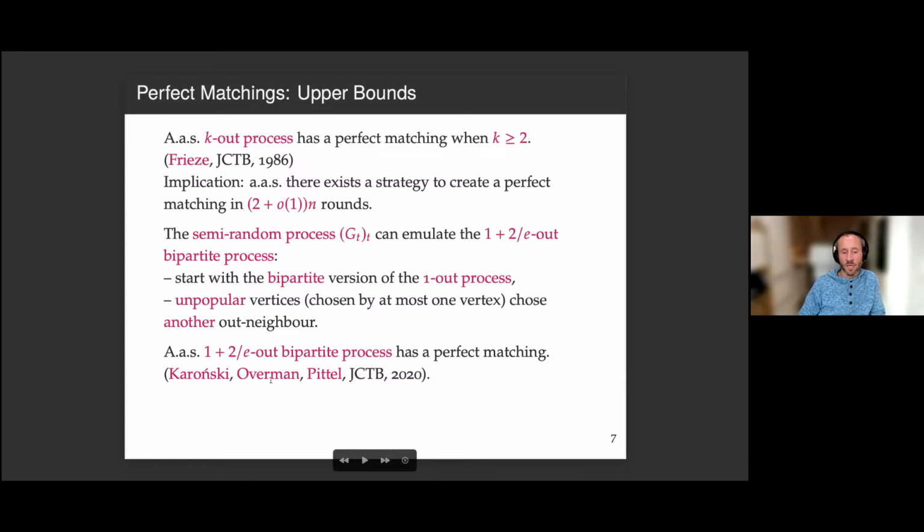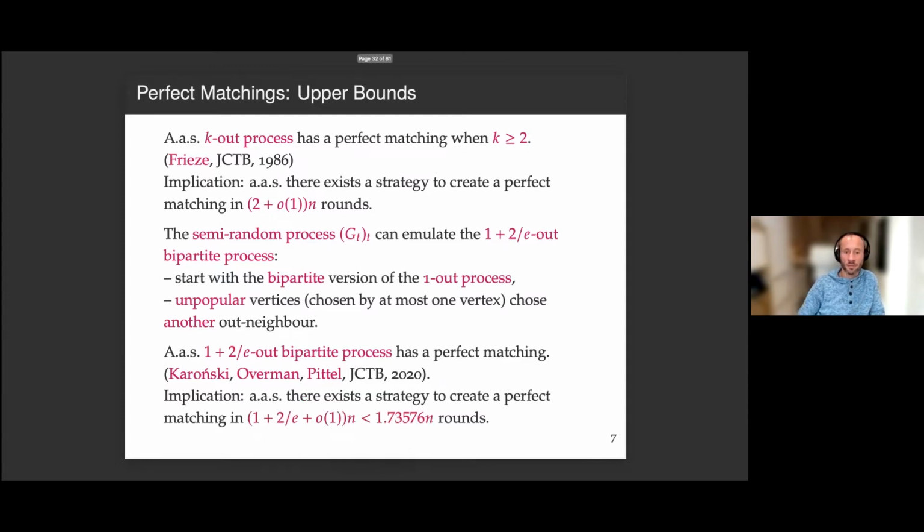But when I wanted to improve the result, of course, I read this paper, and there were some problems which I couldn't fix. But Boris Pittel looked at that, and he found out that it was actually wrong. So the 1 plus 1 over e process does not have a perfect matching, but 2 over e is enough. So unfortunately, only the weaker bound can be established, but now we have a better understanding of this process. But anyway, that's the upper bound we have so far.